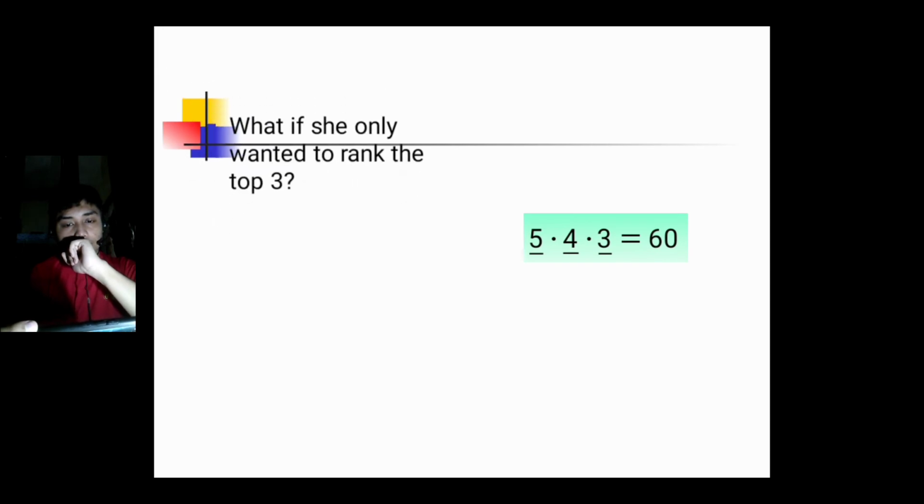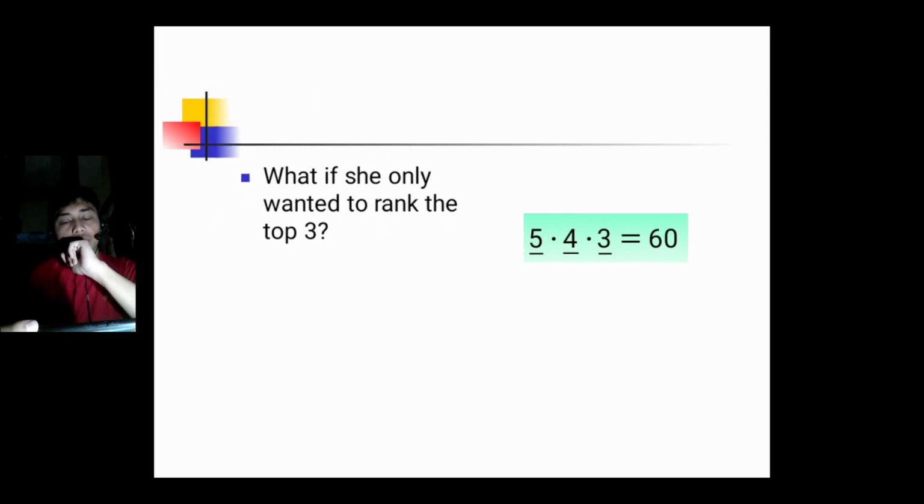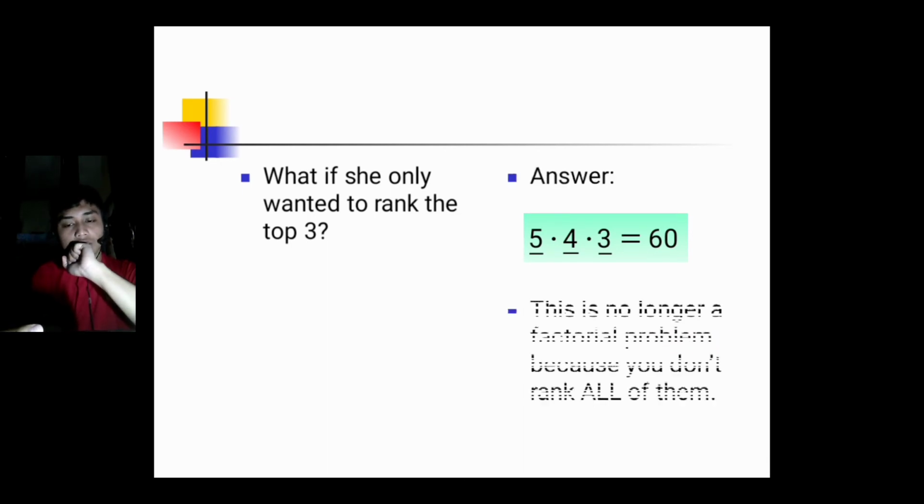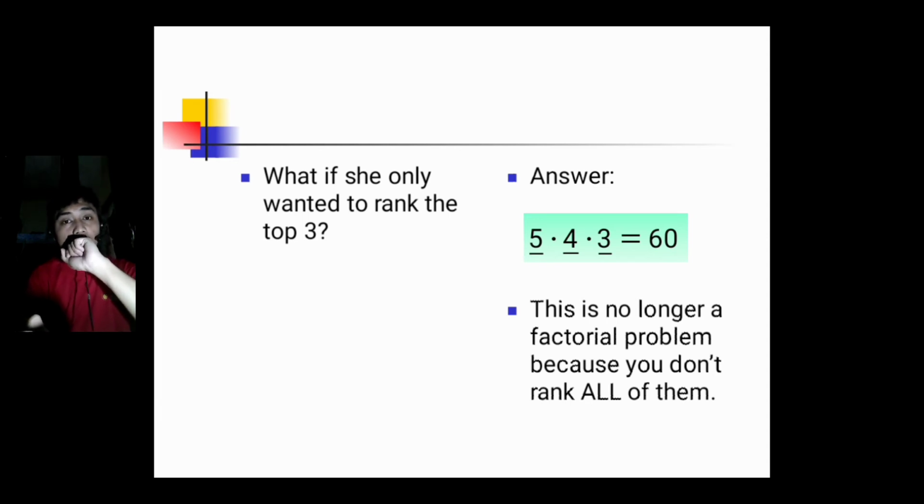Next, what if she only wanted to rank the top 3? So 5 times 4 times 3 is 60. That's the answer. This is no longer a factorial problem because you don't rank all of them. Merong iba na binibigay lang. Halimbawa, if you're going to rank 5 members from best to least, pero ang kailangan lang is tatlo, then 5 times 4 times 3. So meron talaga tayong formula dyan.